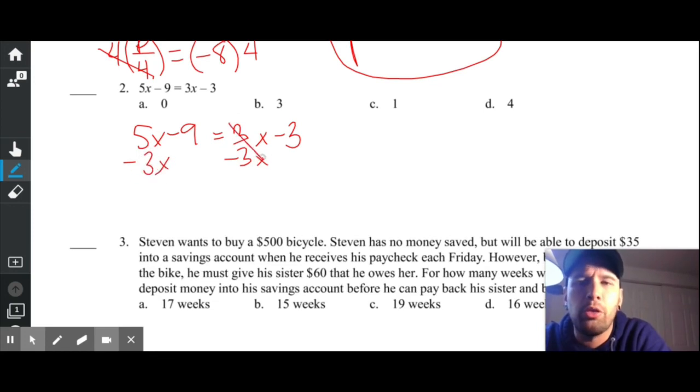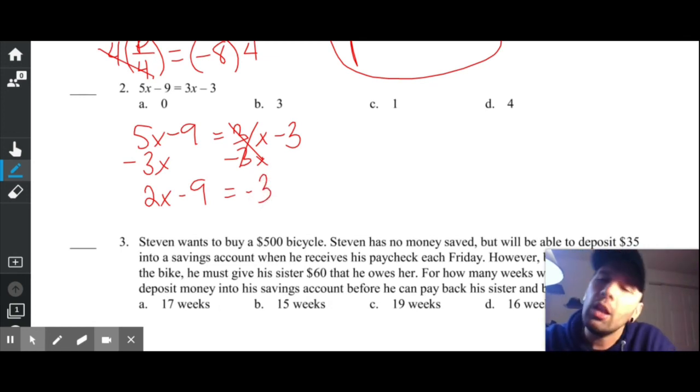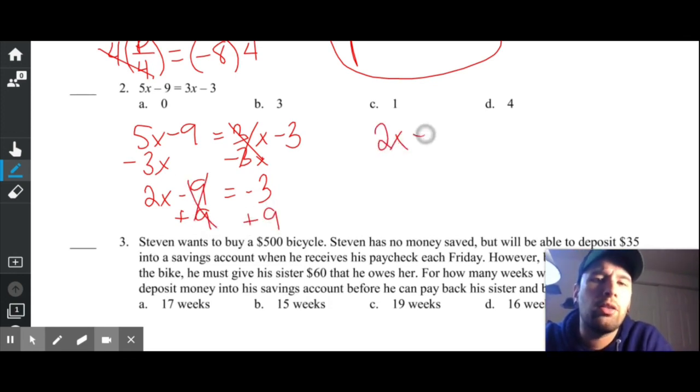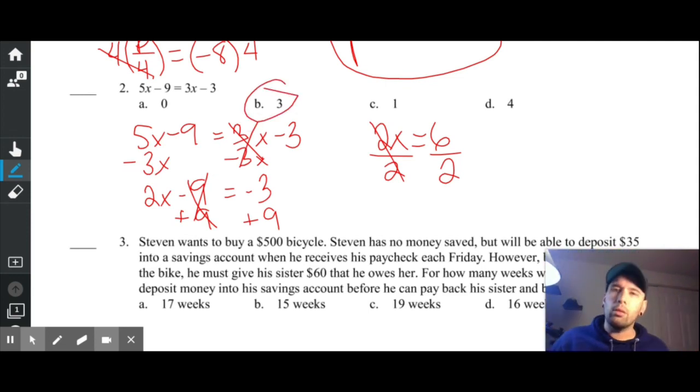When you have variables on both sides of the equal sign, get rid of one of them from one of the sides. And I like getting rid of the smallest one. By doing that, we have 2x minus 9 equals negative 3. Now I add 9 to both sides. Add 9, cross it out. And over here I'll write out 2x equals negative 3 plus 9 is 6. Divide both sides by 2 because 2 is being multiplied to x. 6 divided by 2 is 3.